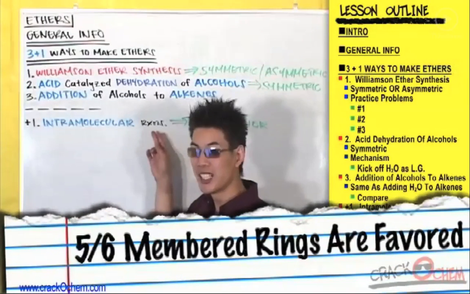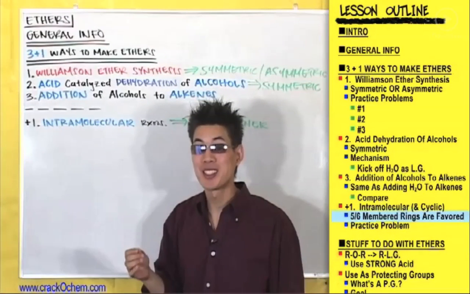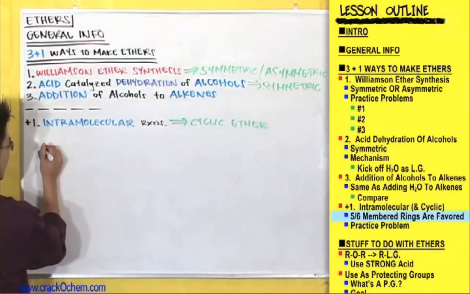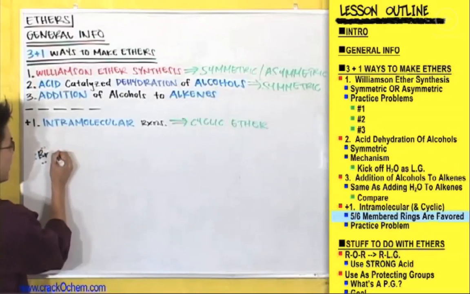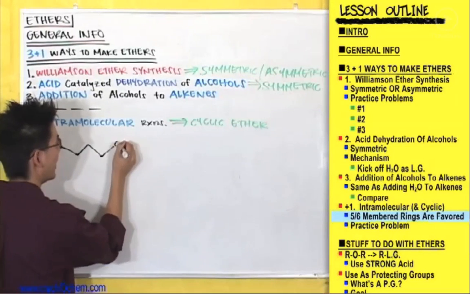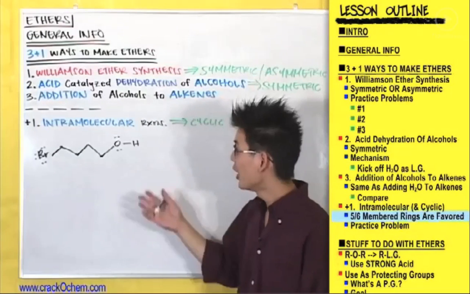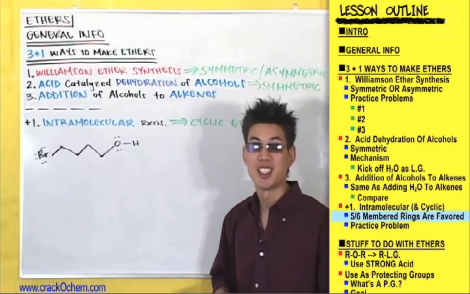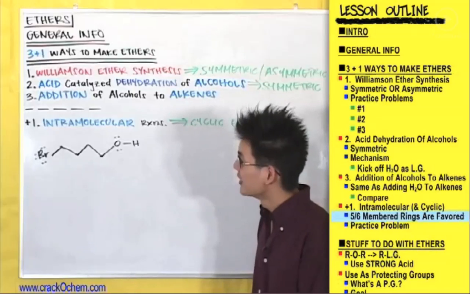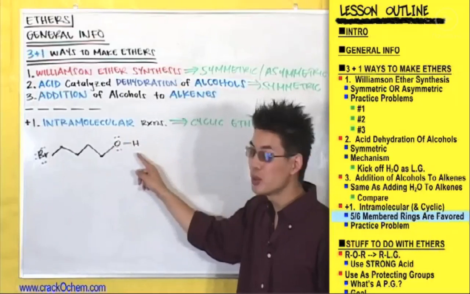Okay, so these intramolecular reactions can't just happen with any compound. They have to happen with very specific compounds. Let me show you an example of one. Let's take a bromine, a good leaving group, connected to 1, 2, 3, 4 carbons, and an alcohol. This is a great compound for doing an intramolecular reaction, and you'll see why in just a little bit, okay? But what you should see so far is that you have a bromine, a halogen, a good leaving group, and you also have an alcohol here.